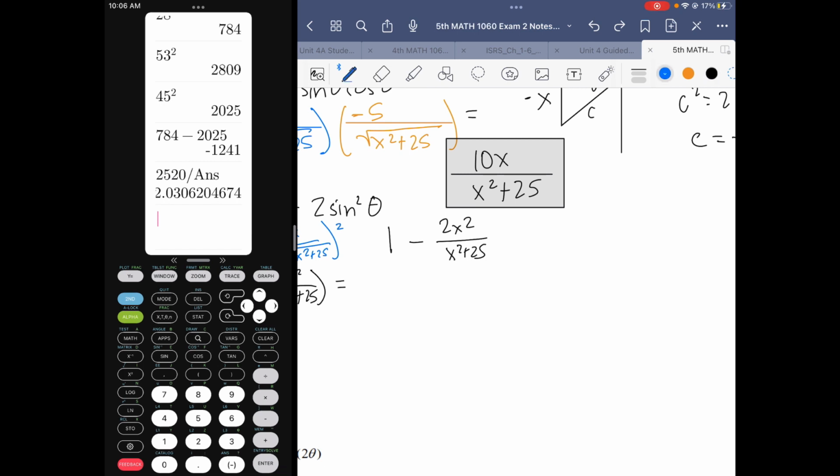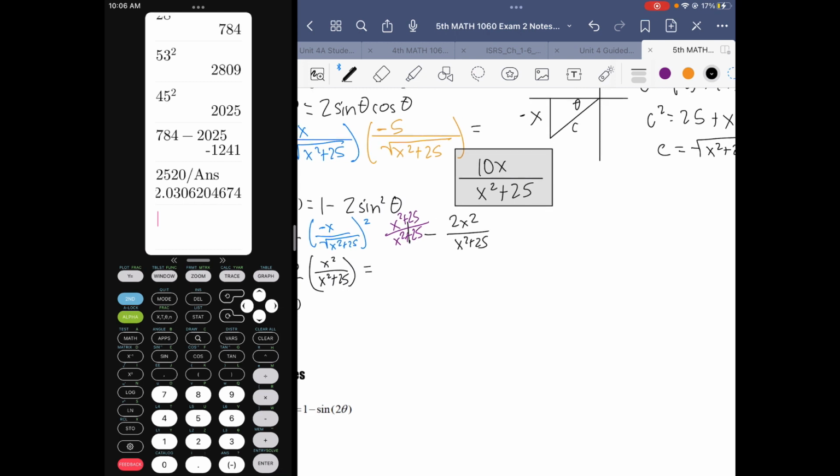So we're going to turn this 1 into x squared plus 25 over x squared plus 25 so that we have a common denominator. And then that would give you x squared plus 25 minus 2x squared, over x squared plus 25.